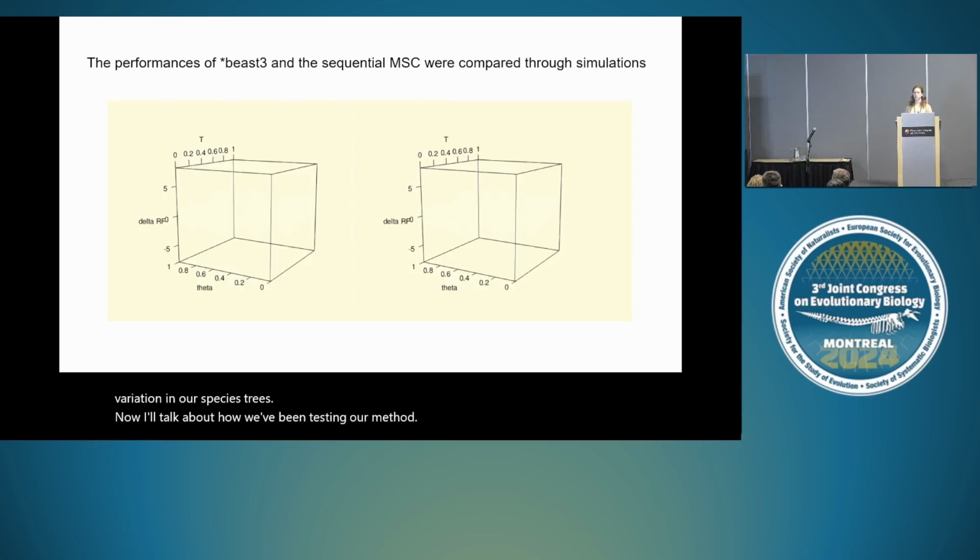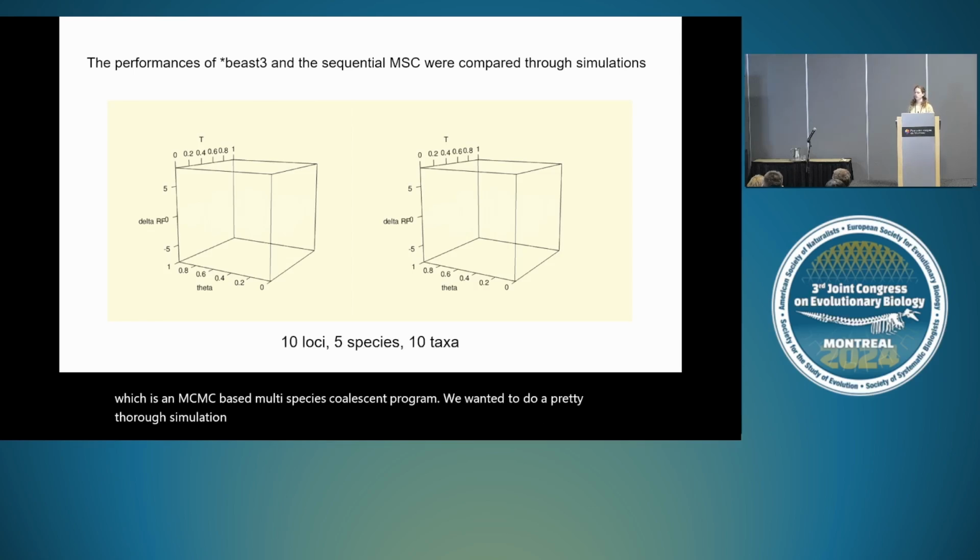We wanted to compare the performance of our program to the performance of StarBeast 3, which is an MCMC-based multi-species coalescent program. We wanted to do a pretty thorough simulation study, and so we conducted a bunch of simulations, each with 10 loci, 5 species, and 10 taxa. These cubes are going to display the results from those simulations, and so I'll set up how that's working.